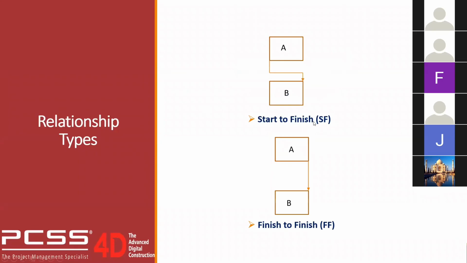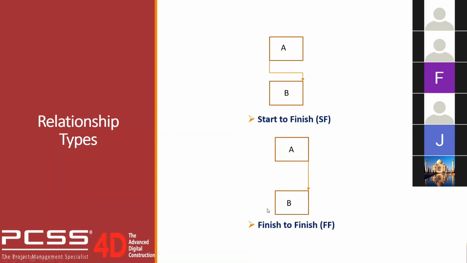So for start to finish relationship here, this is the least used relationship in projects. Basically here, activity B can only finish when activity A has started. This relationship is only used for maintenance work. Start to finish means activity B can only finish when activity A has started. Okay.